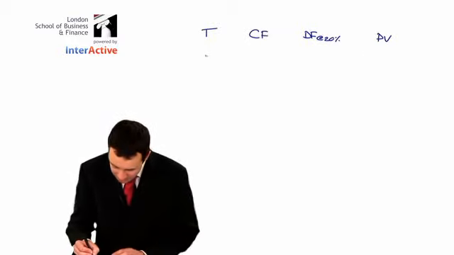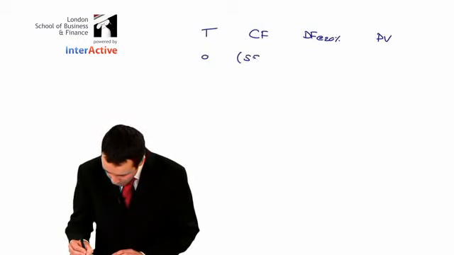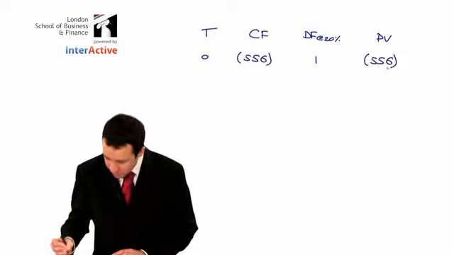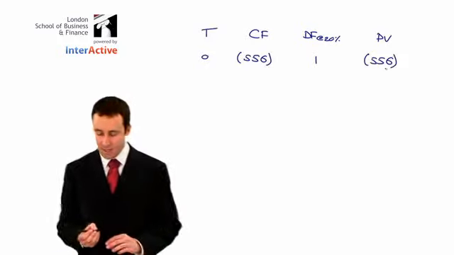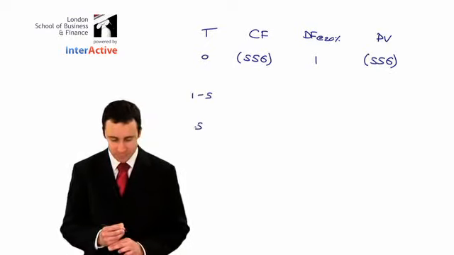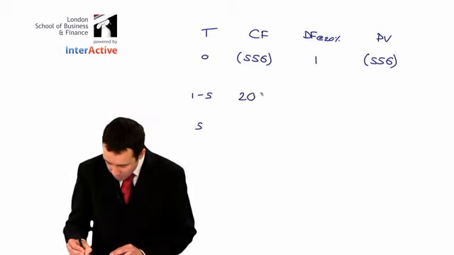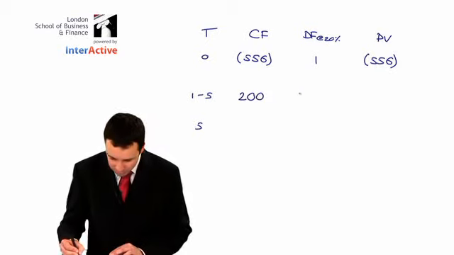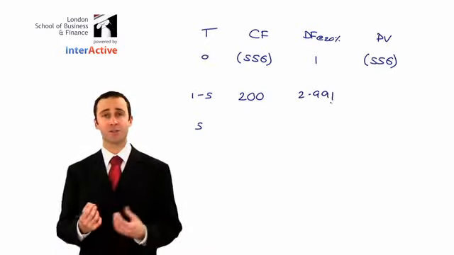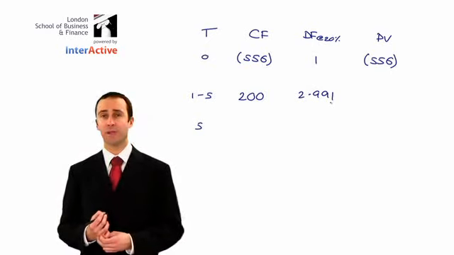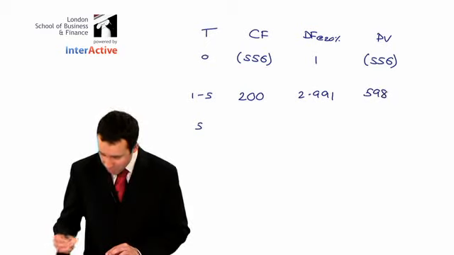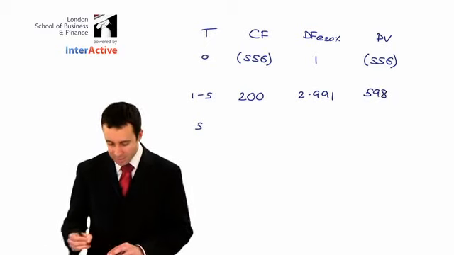So what we have there, T0, for project 1, we had an investment of 556,000. Discount factor of 1 at T0 gives me a present value of 556,000. T1 to 5, we had annual inflows of £200,000. If we look now at an annuity factor for 5 years at 20%, from your tables that should be 2.991. Giving me their present value again, a little bit of rounding, gives me 598.